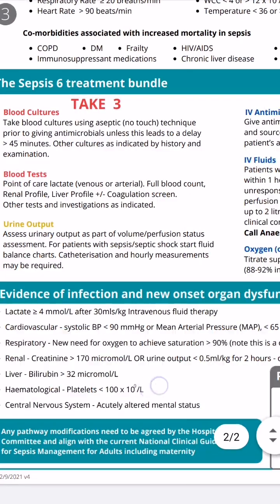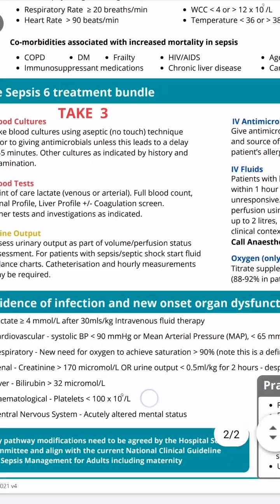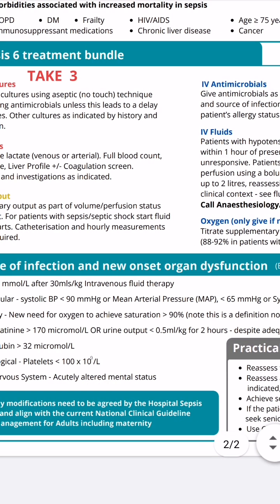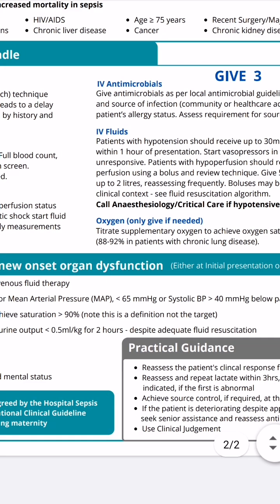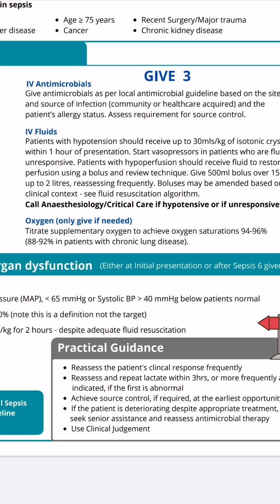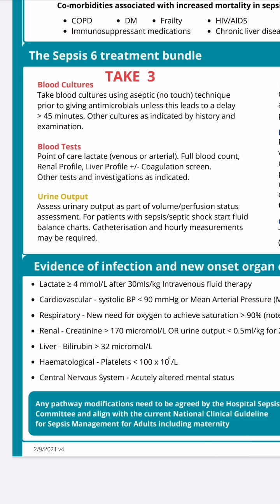At the end, I would like to remind you regarding the evidence of infection and new onset organ dysfunction. Lactate above 4 millimoles per liter after 30 ml per kg intravenous fluid therapy shows evidence of infection or new organ dysfunction. Cardiovascular system: if you are checking the blood pressure, it is less than 90 millimeters of mercury systolic, or MAP below 65, or systolic blood pressure more than 40 millimeters below the patient's normal.